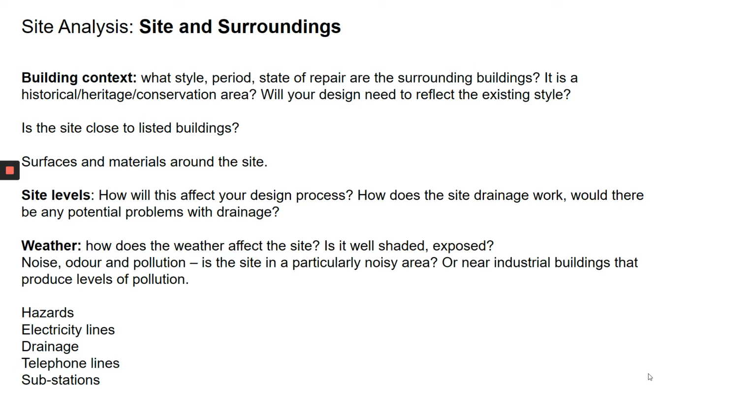Also, you want to think about the site levels. Is the site on a hill? Is it on a fairly flat site? What's the drainage like surrounding the site? Are there any potential problems? So site analysis is about identifying constraints, identifying the positives of the site, and identifying any issues that the site may have. Is the site in an exposed area? Is it well shaded? Are there a lot of trees? How will that affect your design decisions?